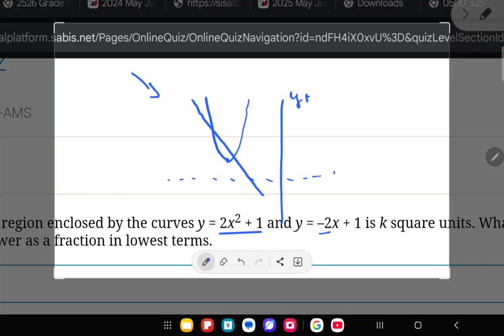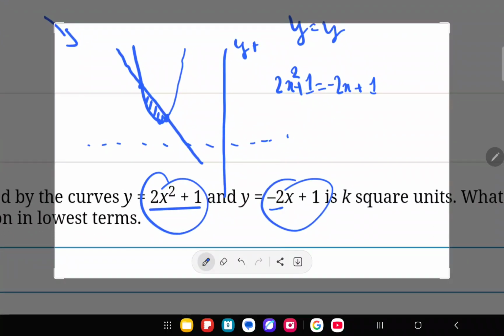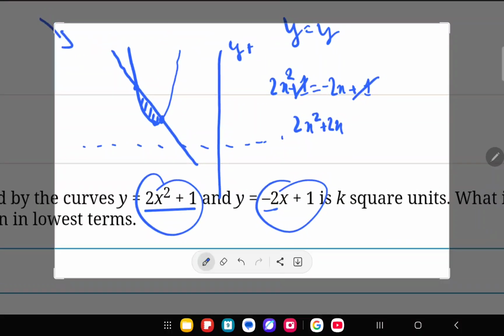So they want us to find the area enclosed. They want us to find this. Now first, we want to find the x-coordinates at which these enclose from. How do we do this? We do y equals y, or like this is equal to this. So we do 2x squared plus 1 is equal to minus 2x plus 1. And then you just cancel the 1. You get 2x squared plus 2x equal to 0. And then you just factor out, and they both intersect at x equals 0 and x equals minus 1. So over here they intersect at minus 1, and over here they intersect at 0.